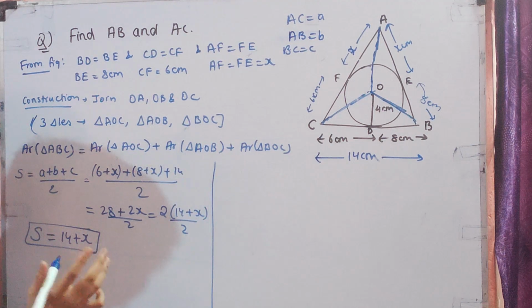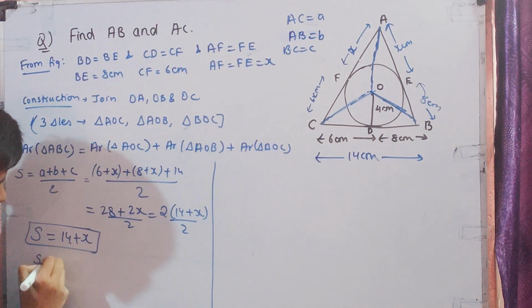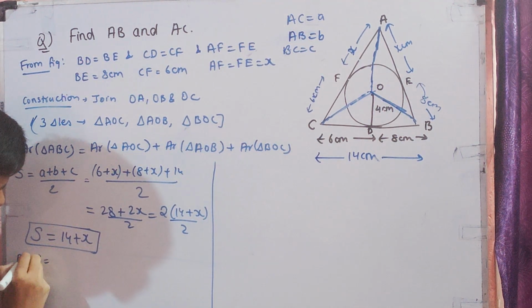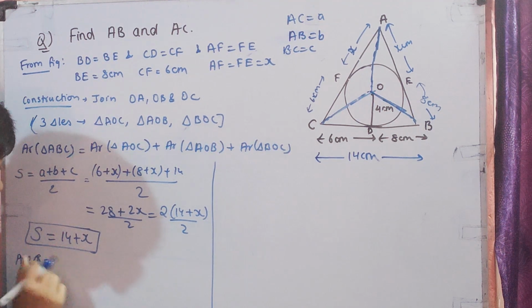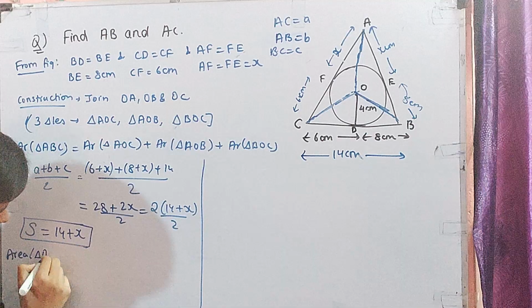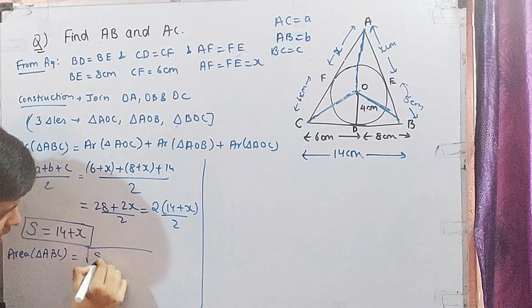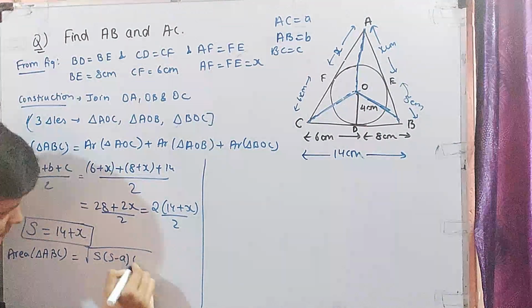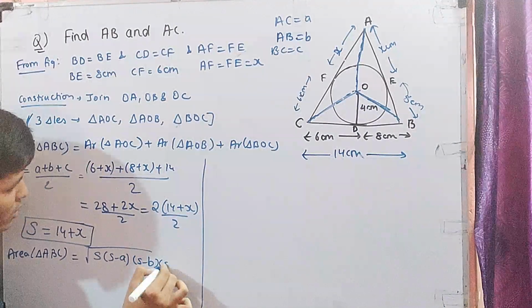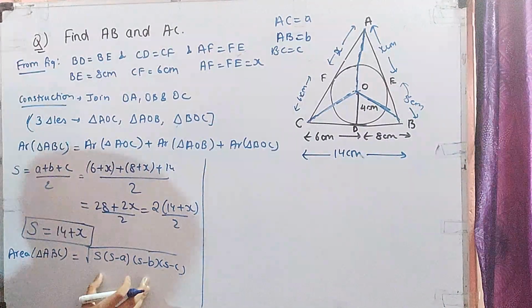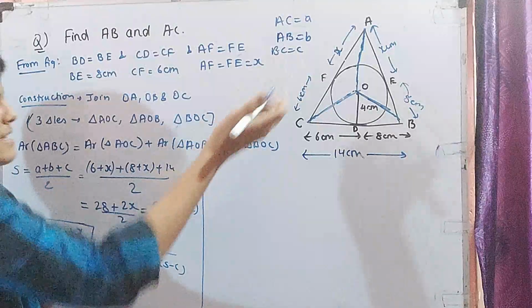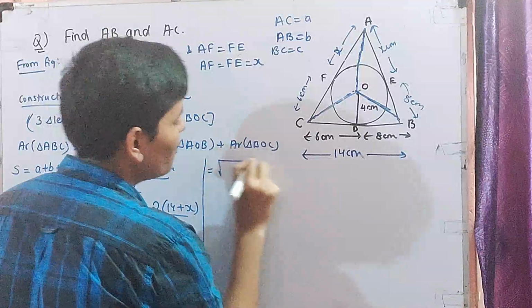Now, according to Heron's formula, area. Area of what? Of triangle ABC. Now the area is actually the square root of S into (S minus A) into (S minus B) into (S minus C). This thing we are going to substitute the values of A, B and C. That is equal to the square root of.